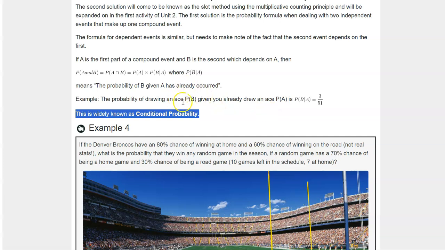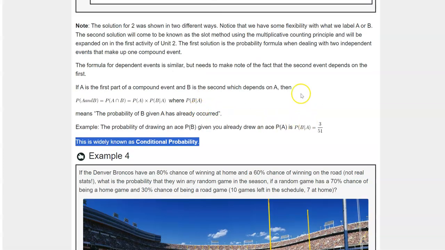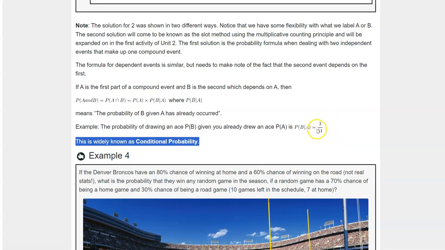So the example they use is drawing an ace. Once you pull an ace out on the first card, there are only 3 aces left out of the 51 cards remaining. So if I was to say, what's the probability of drawing 2 aces, I could say it would be 4 out of 52 times 3 out of 51, and I could go from there.